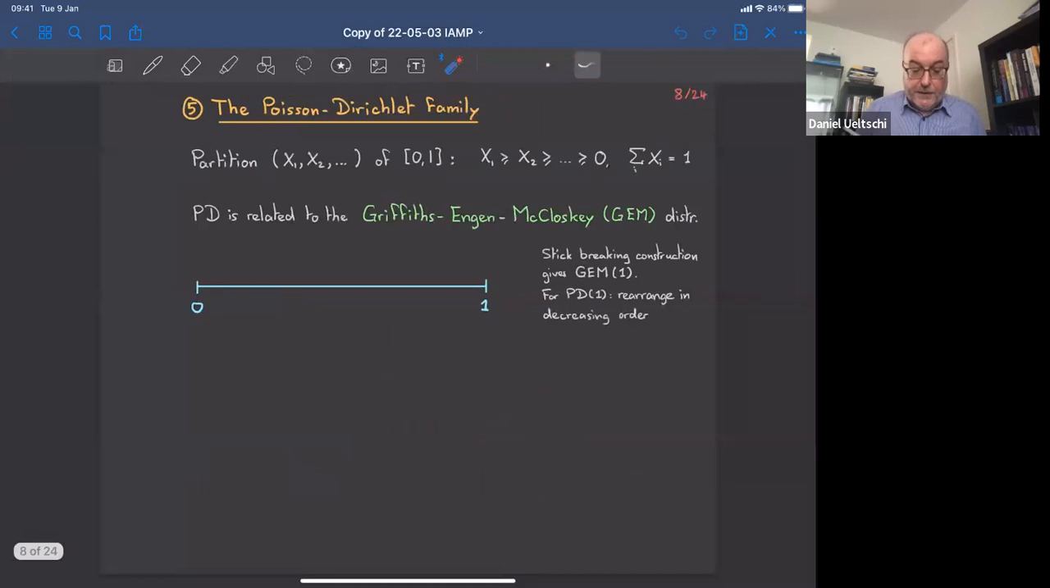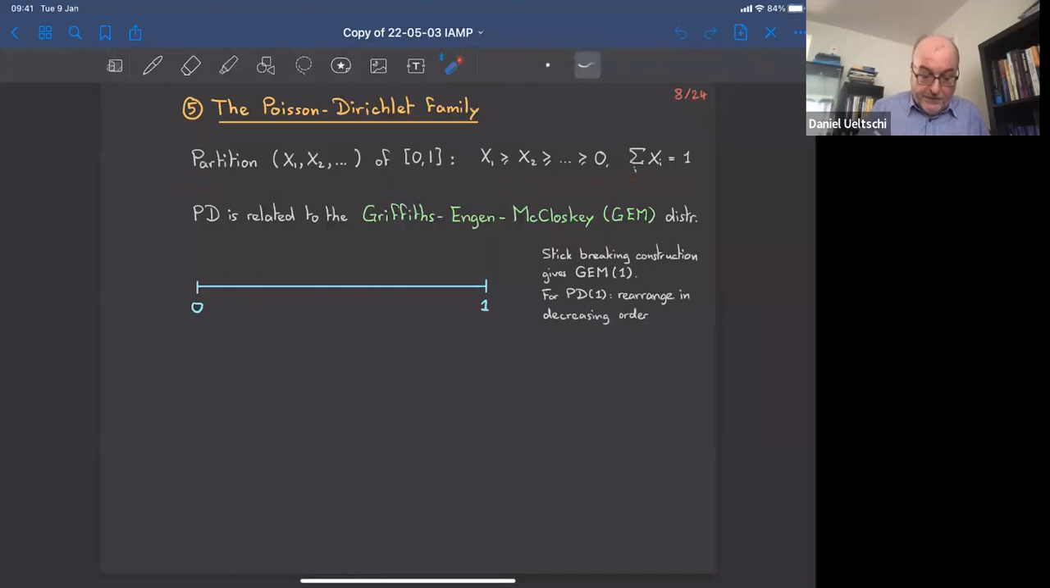So let me describe it mathematically. There are different ways to understand it and to introduce it mathematically. The simplest is using the stick breaking construction through the so-called Griffiths-Engen-McCloskey distribution, the GEM distribution. So here you have the interval 0 to 1. We are looking at partitions of 0, 1. So vectors of numbers, all of which are positive. They are ordered from the largest to the smallest, and they add up to 1. So this is a partition of the interval 0, 1.